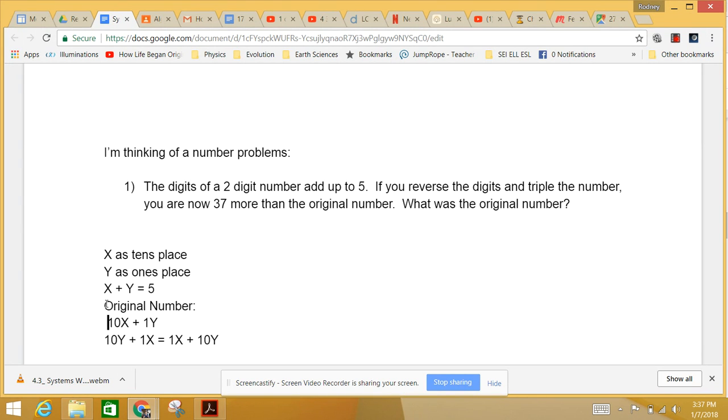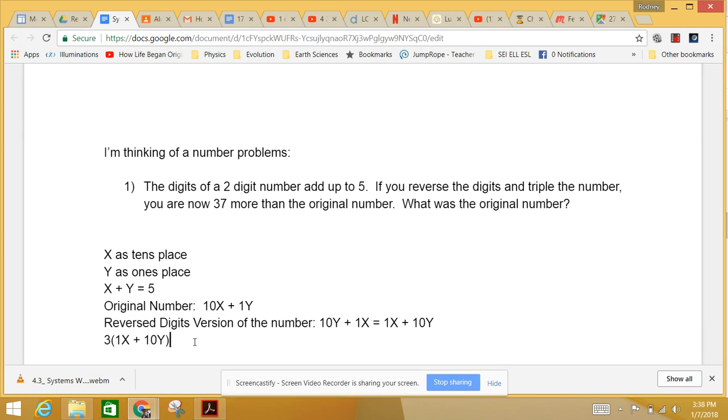Okay. And this is my reversed digits version of the number. And then I also need to have 3 times my reverse digits version because I have to reverse the digits and triple the number. So that's 3 times one of these expressions. I'm going to use this one because it keeps the x and the y in the same order. So 3 times 1x plus 10y. You don't have to put the 1 there. I'm doing it to remind you that that is the ones place.